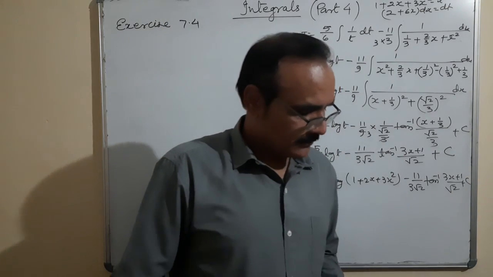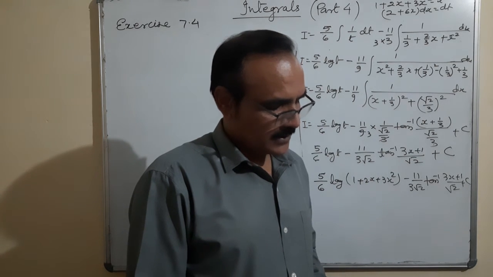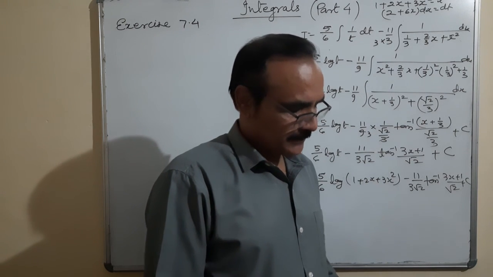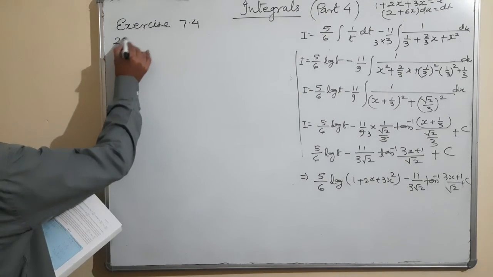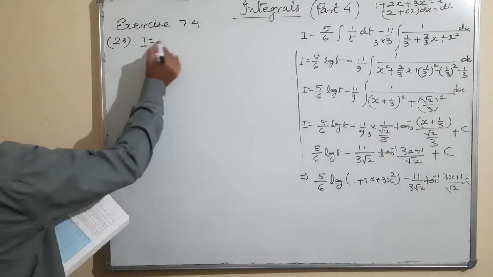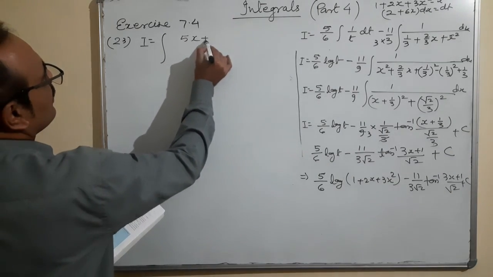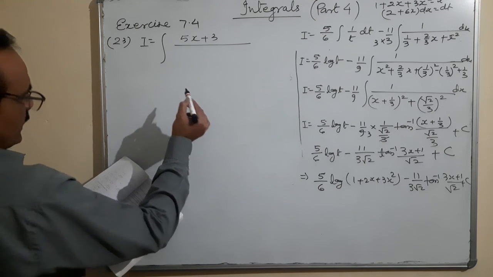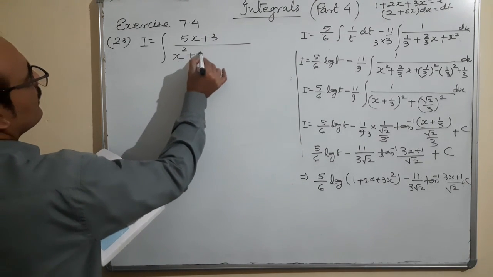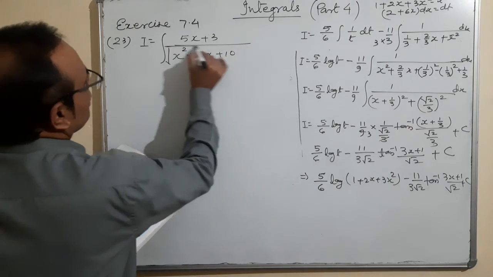Another question of the same type I want to take. Yes, question number 23 I am taking. I is equal to 5x plus 3 upon x square plus 4x plus 10, and it is coming in under root.